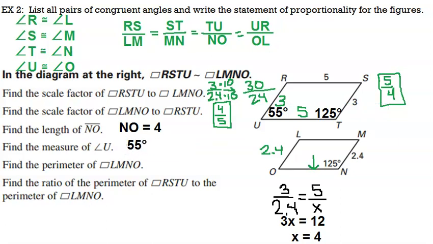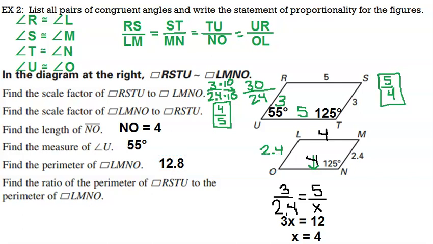All right, find the perimeter of LMNO. So you got a couple of 2.4s, and we just figured out earlier that that's 4 and that's 4. So you add up all of those things, 4 and 4, and 2.4 and 2.4, and you should end up getting 12.8.